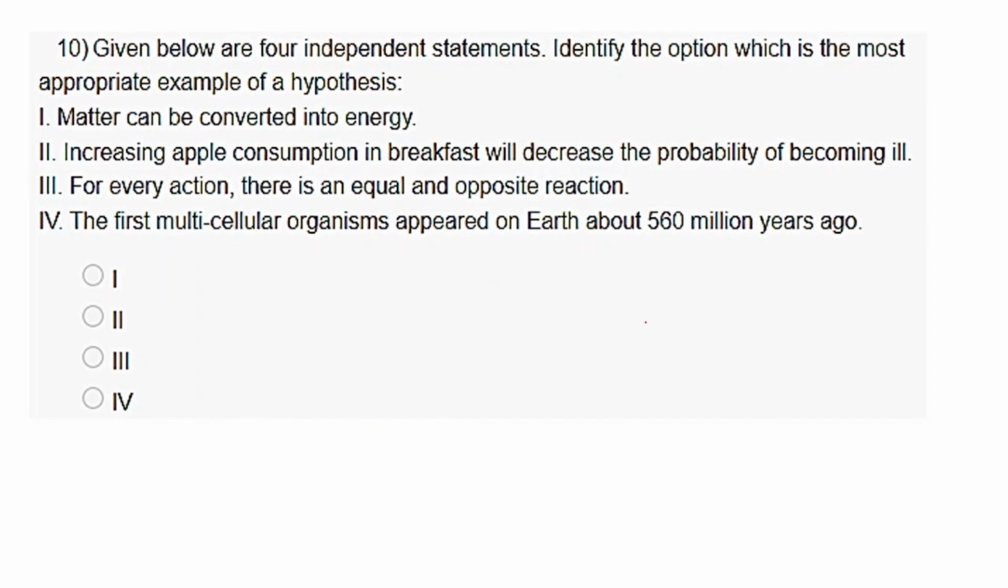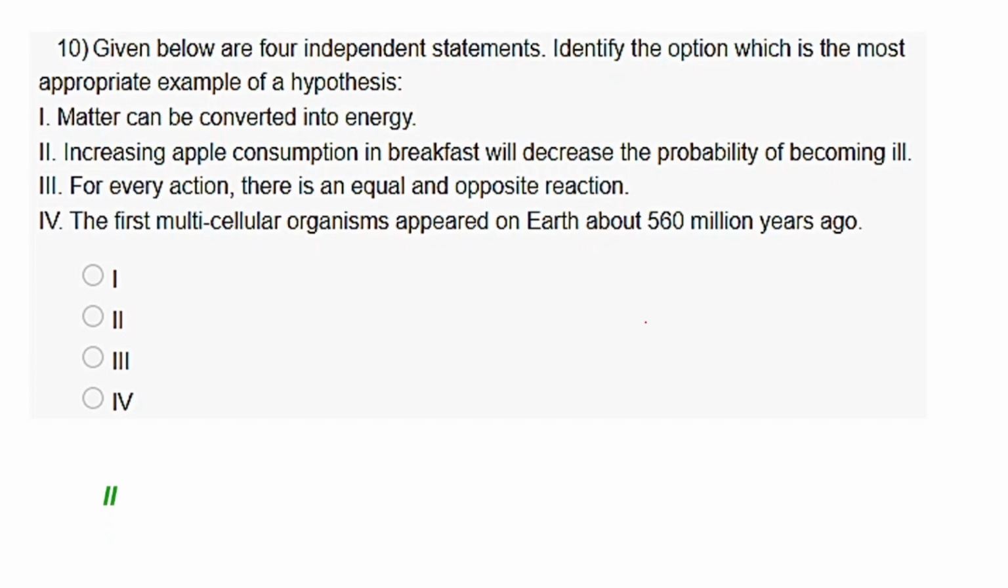Next question. Given below are 4 independent statements. Identify the option which is the most appropriate example of a hypothesis. Matter can be converted into energy. Increasing apple consumption in breakfast will decrease the probability of becoming ill. For every action, there is an equal and opposite reaction. The first multicellular organisms appeared on Earth about 60 million years ago. Second. Correct. Probability. Correct.